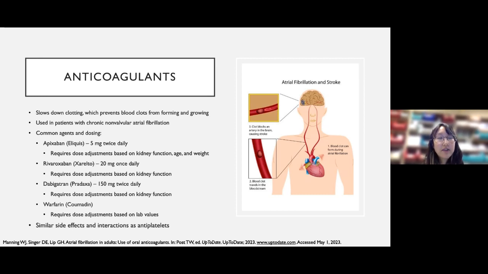And on this slide, I've included some of the common agents and some of the common dosing regimens. And to note, the side effects and drug interactions are similar to our antiplatelets.